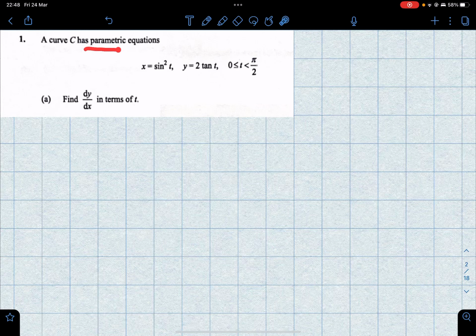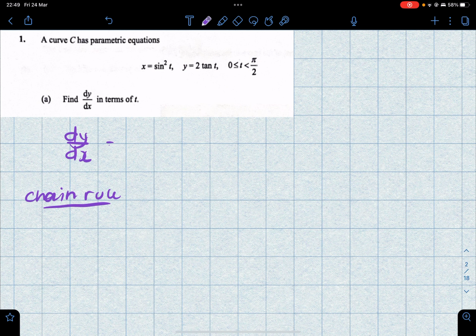So here we have parametric equations. That means you have x in terms of t and y in terms of t, but you don't have x in terms of y. But the question is to find dy by dx. So the only way to find dy by dx is to use the chain rule.